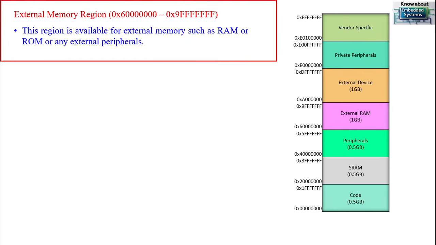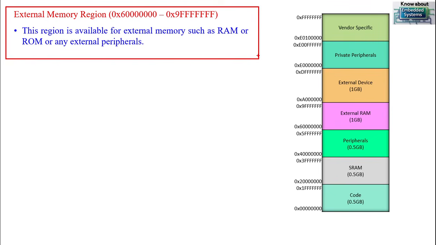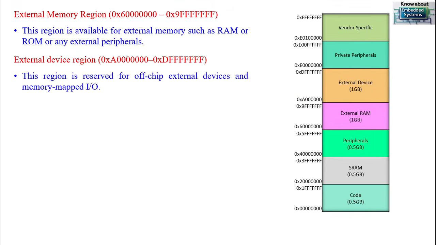As I already told you, sometimes in our embedded system application, internal memory may not be sufficient to develop our application. So in those situations, we have to interface external memory. For example, if we have a car which is recording a live video, we have to interface external memory in order to record the videos. Here we can interface even RAM and ROM, both exclusively external memory. For external memory, 1 GB of memory is allocated.